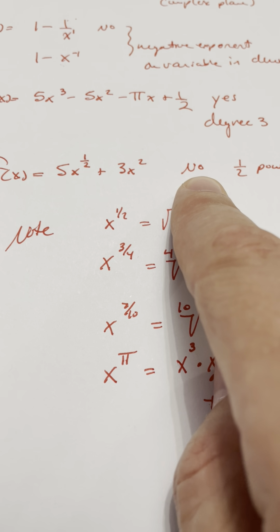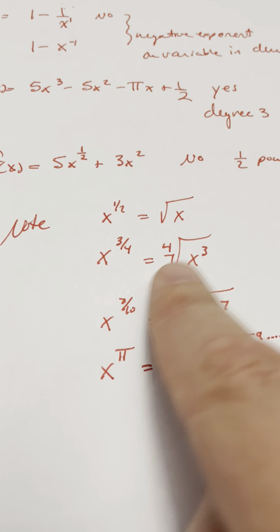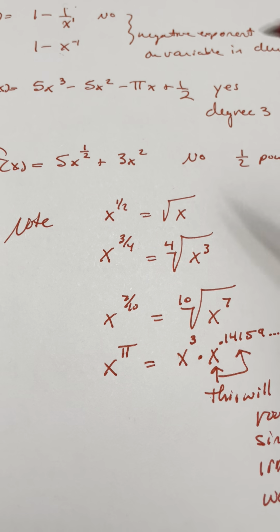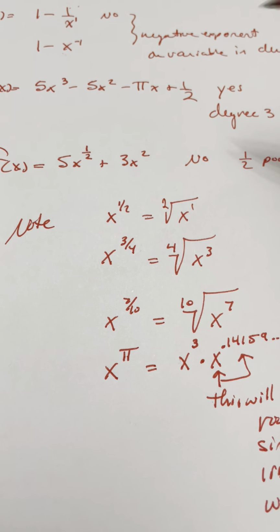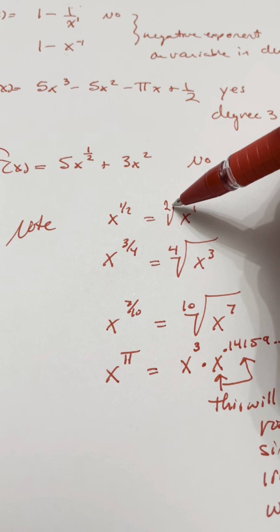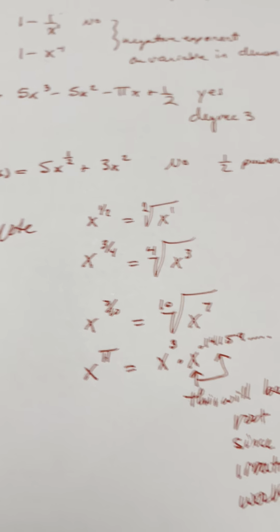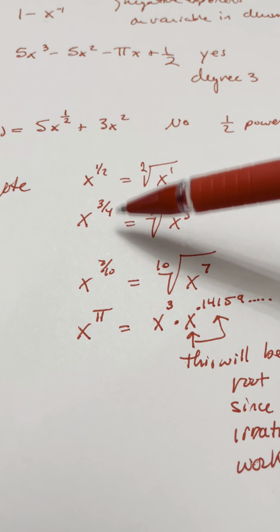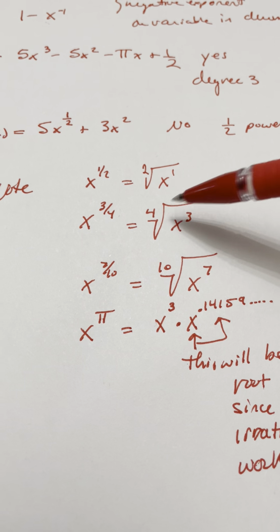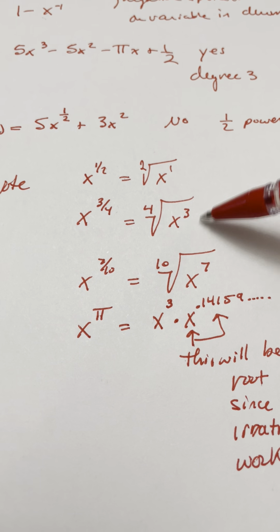No, it's not a polynomial. It's x to the 1/2. And 1/2, if you can recall, is really the square root of x to the first power. Now, let me just talk about that for a minute. So if you have x to the 3/4, that's the 4th root of x cubed.